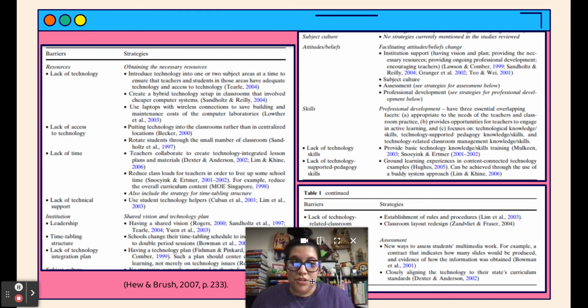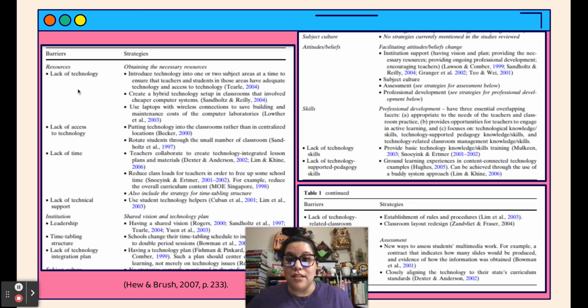I also wanted to include table 1 from the Hue and Brush article because a lot of what we focused on in these articles and in this presentation are the barriers, which I feel are the negative things that can keep us from using technology in a classroom. And I thought that this table was really important because it has a list of all the barriers on the left and strategies that could try and fix those or try and eliminate them on the right.